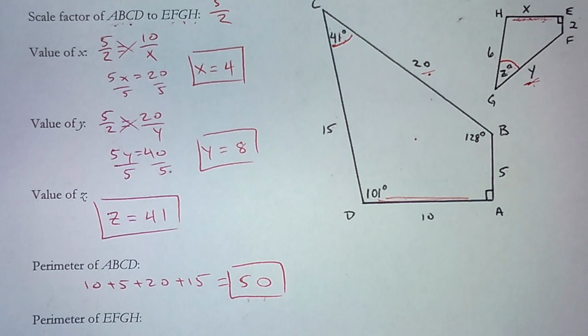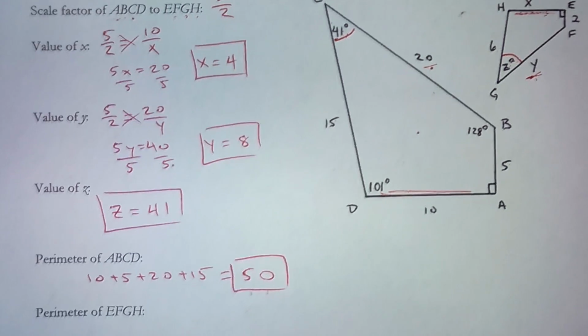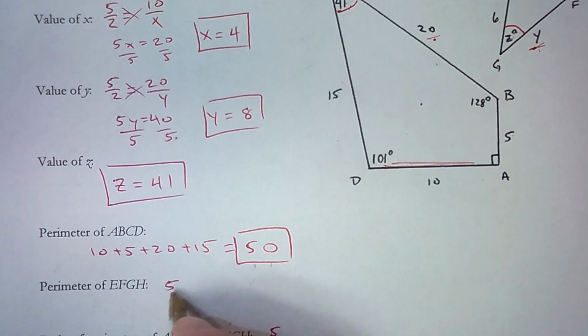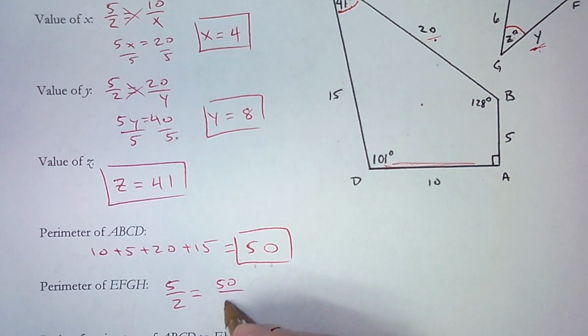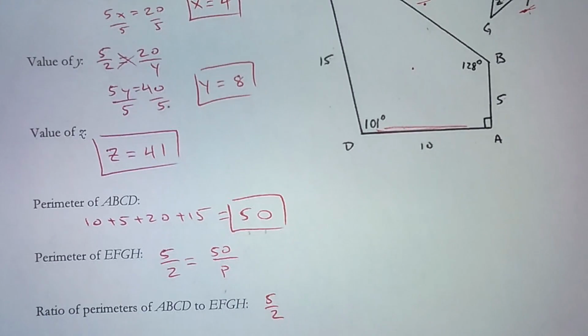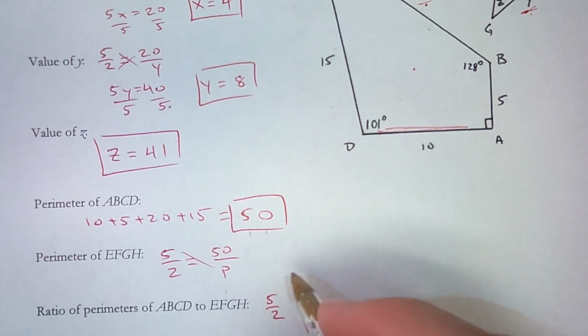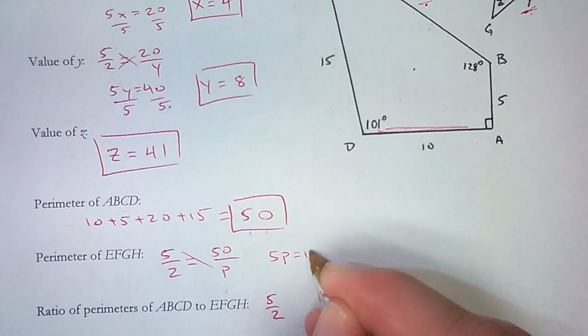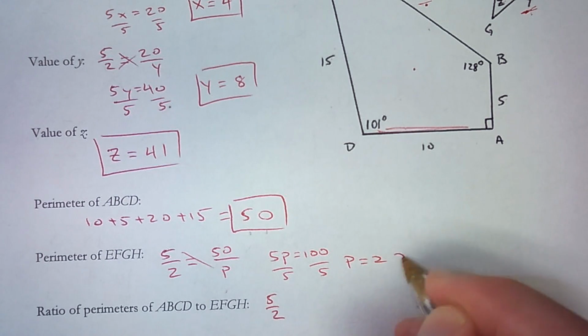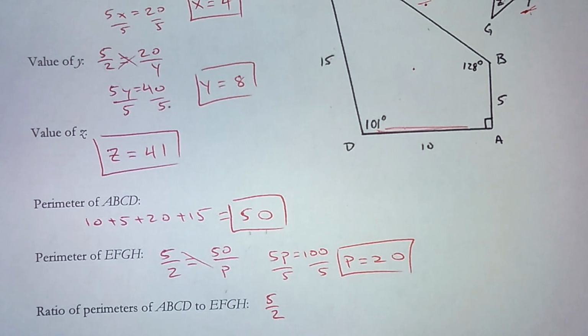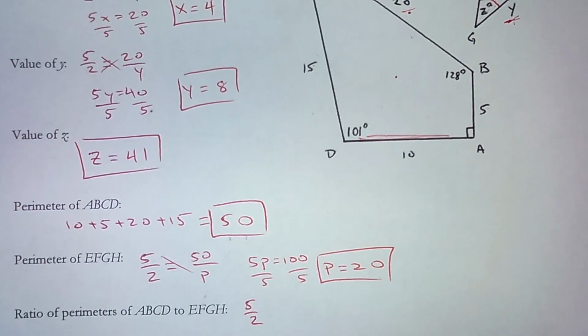The perimeter of EFGH, and I've got two different ways I could do this now. I could write a proportion. 5 is to 2 as, so the scale factor, large over small equals perimeter, large over small, 50 over, and I'll call it P for perimeter. So if I do it this way, then I do my cross products and get 5P equals 100, and divide by 5 and get P is 20. So the perimeter of the smaller figure EFGH is 20.